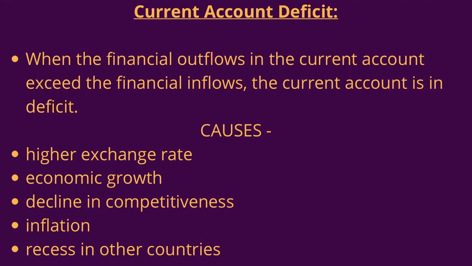Now let's look at what a current account deficit is. So when the financial outflows in the current account exceed the financial inflows, the current account is in deficit. The causes include high exchange rate. If the currency is overvalued, imports will be cheaper and therefore there will be a higher quantity of imports. Exports will become uncompetitive and therefore there will be a fall in the quantity of exports.